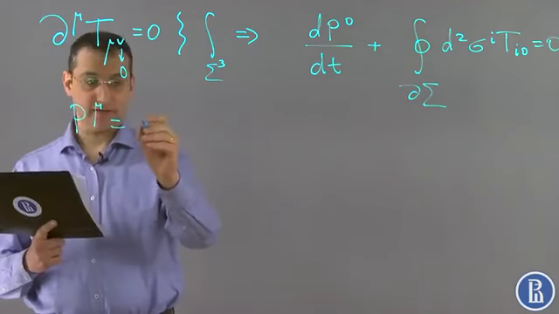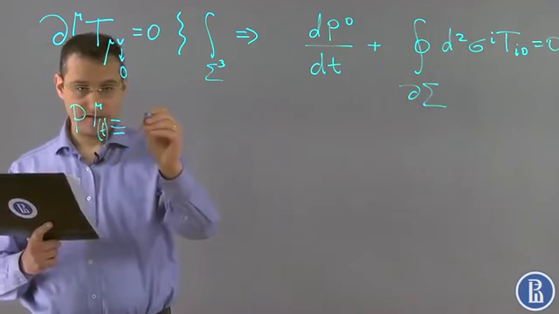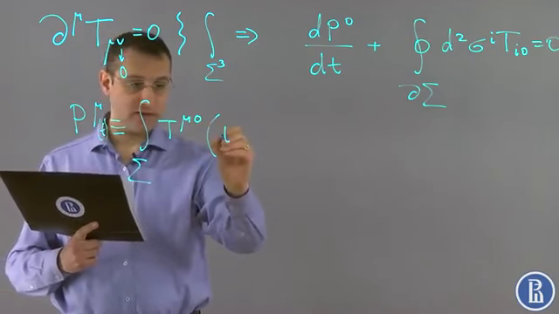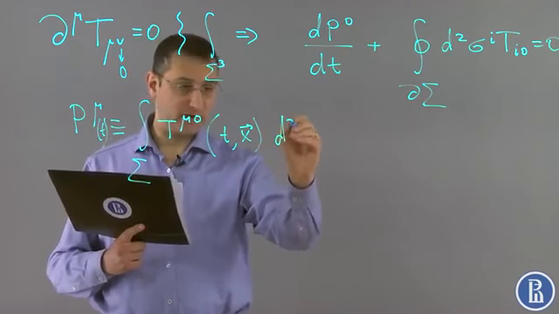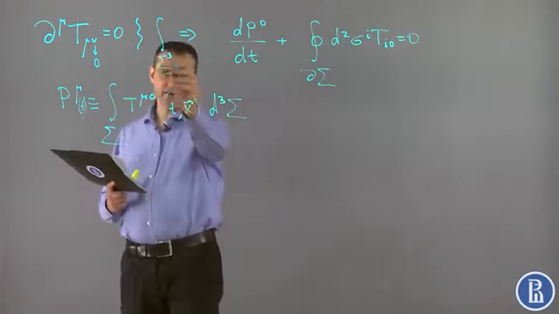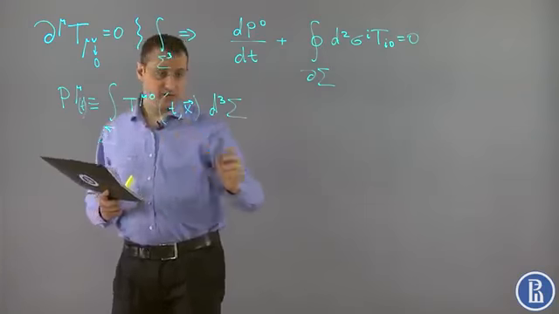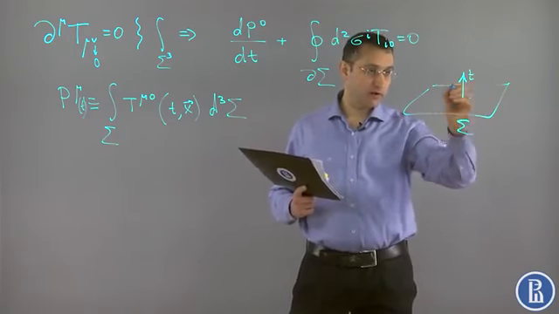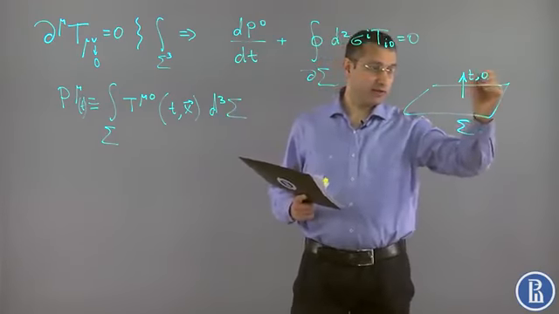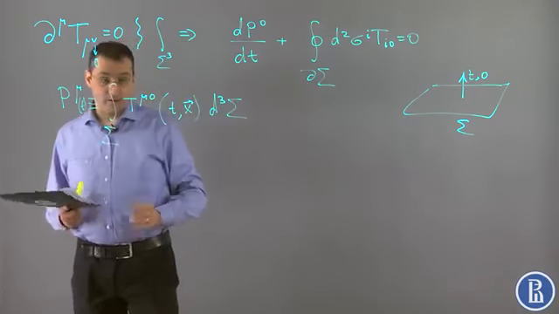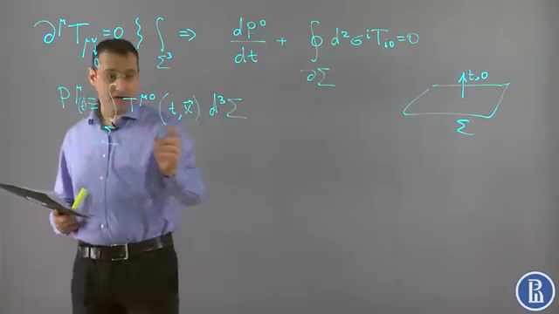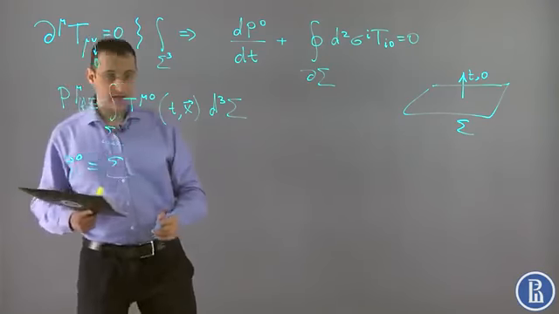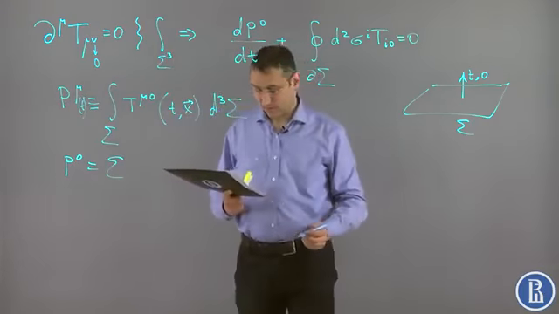Here p mu is the following four-vector, a function of time. It's an integral over sigma of T mu 0 (t, x) d3 sigma. So this is a three-dimensional Cauchy surface. Zero is the time direction, so we have a Cauchy surface sigma, and a normal direction to this Cauchy surface, designated by t, or the zero component. This is what we obtain, and p zero, as one can see, is nothing but the energy, because it's the integral of the energy density over the three-dimensional hypersurface.